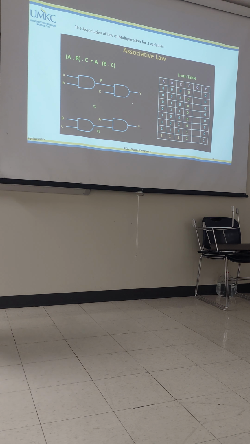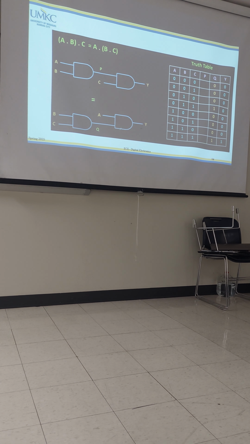Because it is an AND gate, P will be 1 when both A and B are 1. Then when P equals 1, the next output will be 1 when both inputs are 1. So you will get only 1 at the final stage when all inputs are 1. Similarly, for this one, the truth table is like this, and we will have 1 when all inputs are 1. That means in whichever order you give the inputs, they will have the same result. This is known as the associative law.